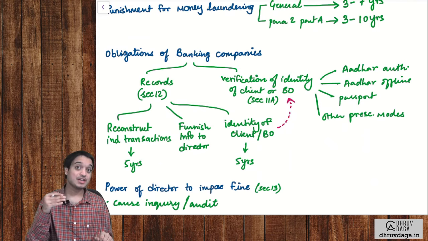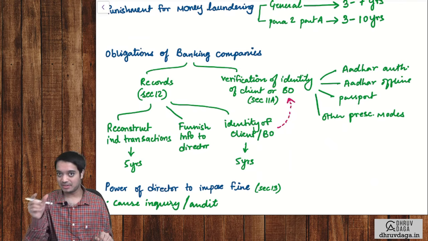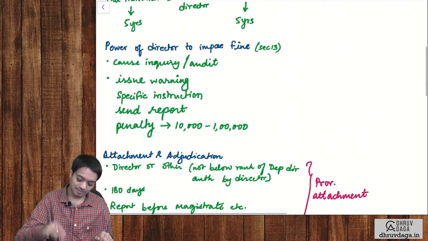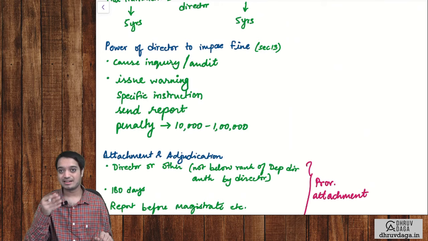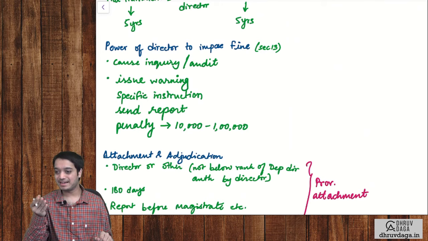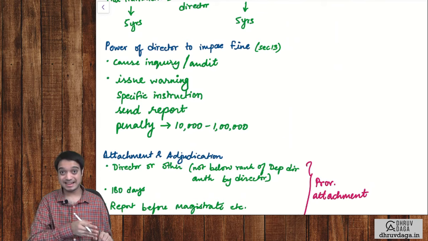The first one is through an online verification or an authentication under the Aadhaar. The second is an offline verification under the Aadhaar Act. The third is a passport verification, and the fourth one is other modes as may be prescribed by the central government. The director has certain powers: it can cause an inquiry to be made or may have a special audit conducted from the panel which is maintained by it. The expenses of such an audit shall need to be met by the director.